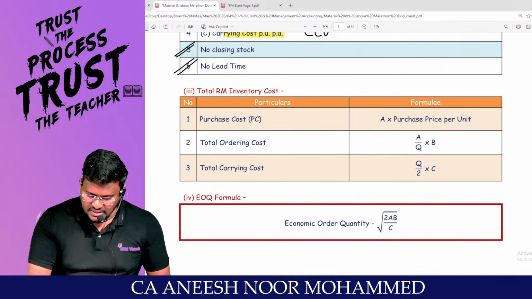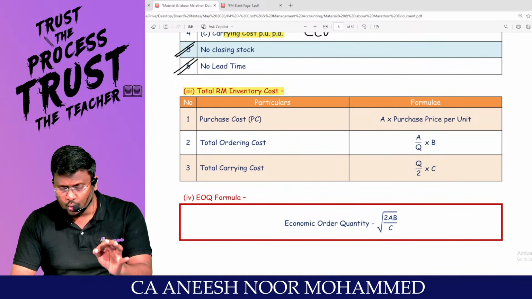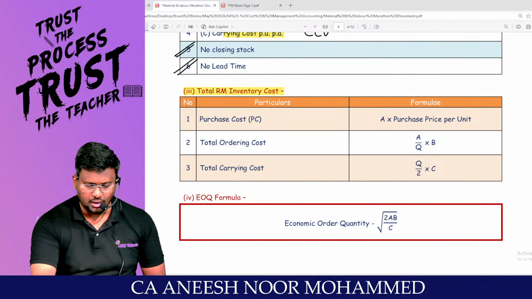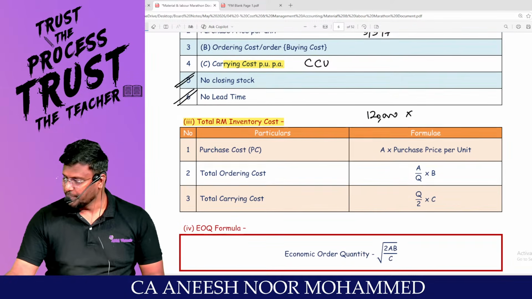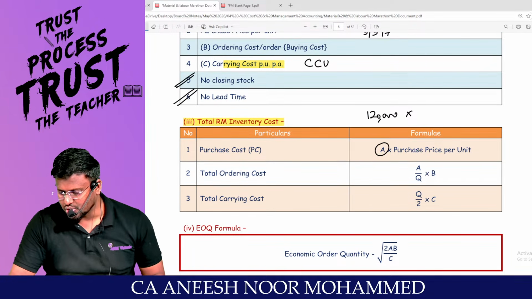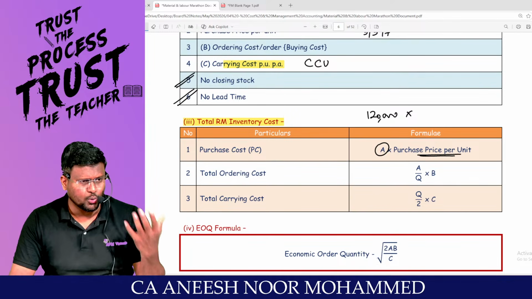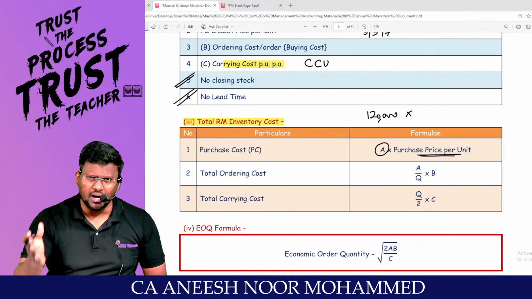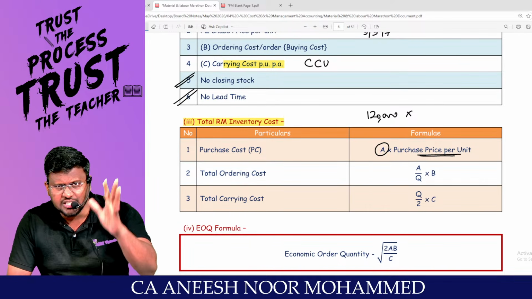Sir, what is the total raw material inventory cost under EOQ? First of all, I have to purchase the raw material. How many units am I going to purchase? 1,20,000 units. This is called annual consumption, into purchase price per unit. For how much rupees am I going to purchase, whether it is 5 per unit, 6 per unit, 7 per unit, that is called purchase price per unit.